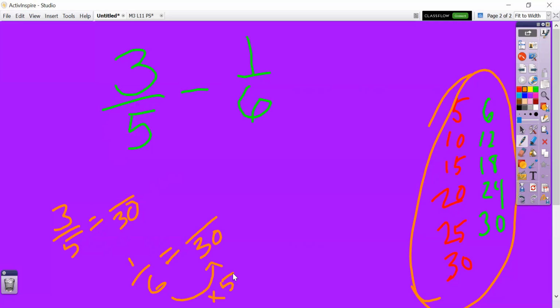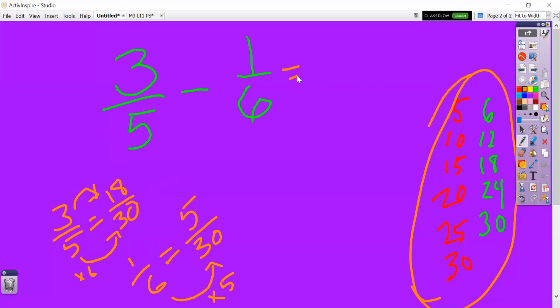Well, that was times 5, right? Whatever we do to the bottom, we want to do to the top. So 1 times 5 is 5, right? And over here, what did we do to get 5ths to 30ths? Well, we multiplied by 6. So if we do that same thing to the top, we get 18 30ths.